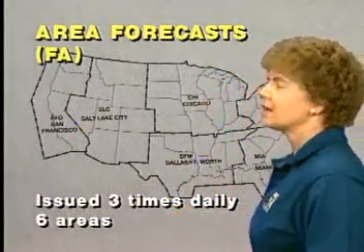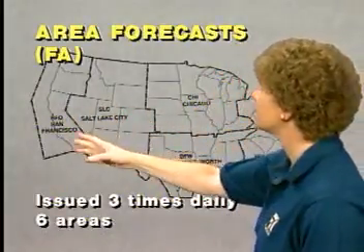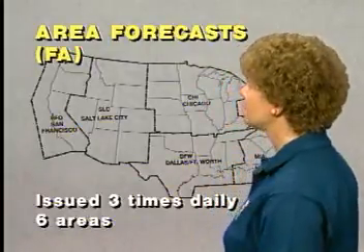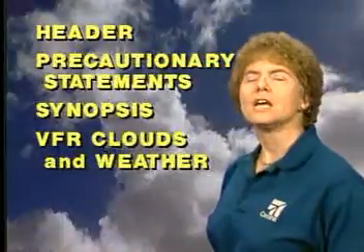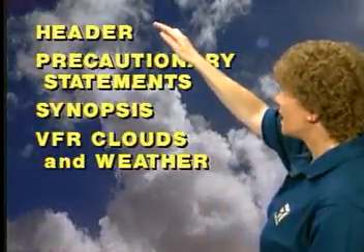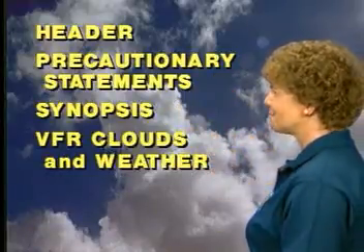Now, area forecasts are issued 3 times a day, and they cover an expanse of several states. This chart shows each of the 6 areas that the area forecasts cover in the lower 48 states. And like most government inventions, the area forecast has an abbreviation, FA. A little backwards maybe, but that's what they use. And each area forecast is divided into 4 sections: the header, the precautionary statements, the synopsis, and VFR clouds and weather. So let's look at the different sections and see what wizardry they contain.